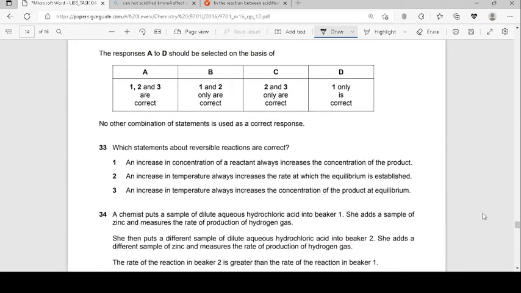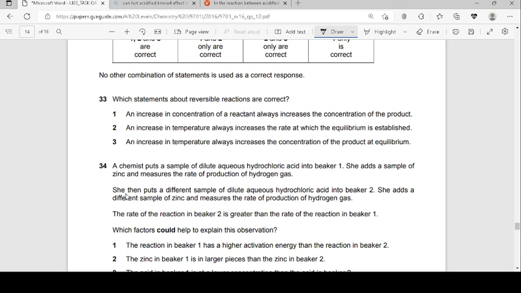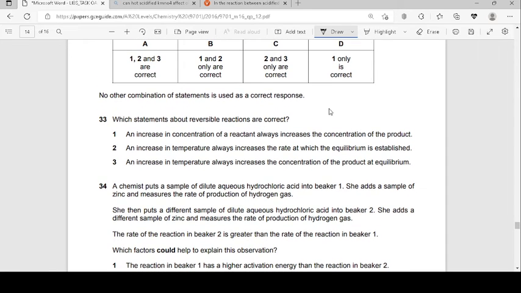Great. Next question. Which statements about reversible reactions are correct? So let me just write down a standard reversible reaction where I'm just writing variables A plus B, C plus D, right? The reversible reaction, and increasing concentration of a reactant always increases the concentration of product. That's quite obvious because imagine I increase the concentration of A plus B, any of A plus B or both of them collectively, you can take it as, the concentration is increased.